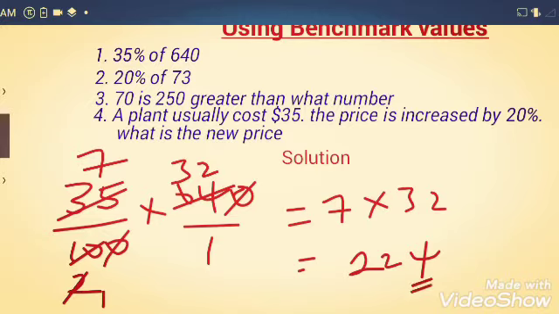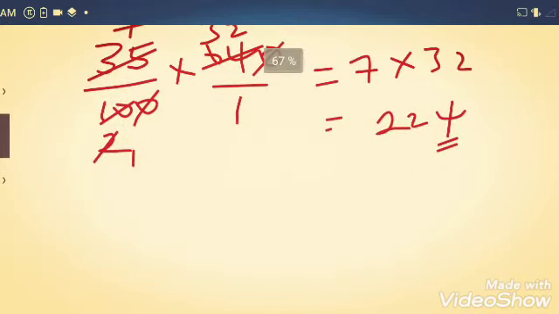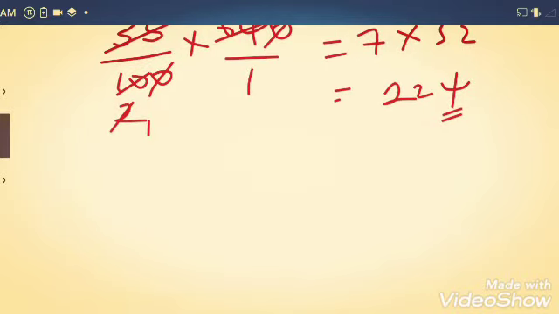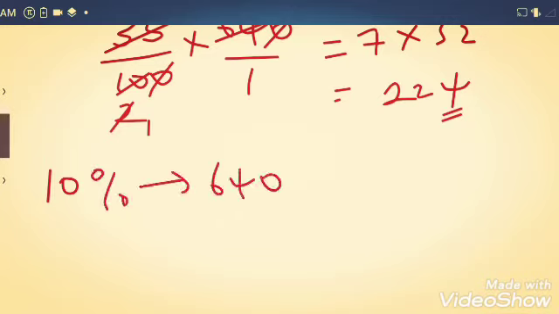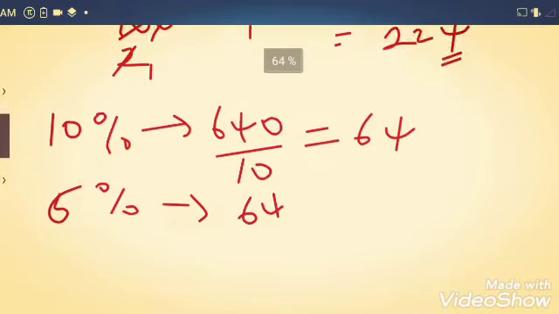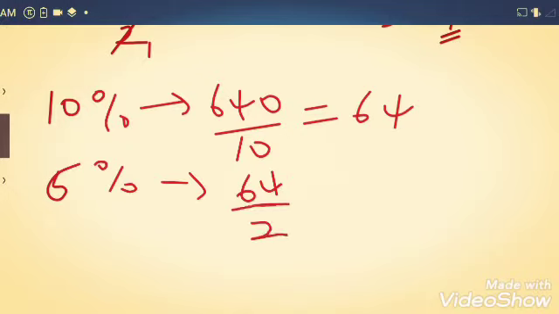Now the other method is the use of benchmark values. This is quite simple. We're looking for 35% of 640. First let's get 10% of 640, which is 640 divided by 10. That gives you 64. If this is 10%, then 5% is going to be 64 divided by 2, because that's the value for 10%, and you're going to get 32. So to get 35%, you multiply this 10% by 3 and add it to this 5%.